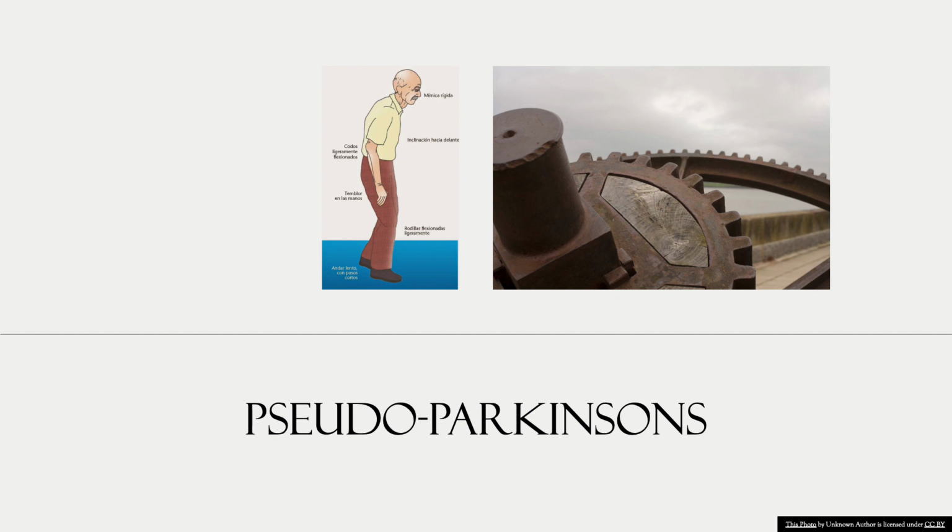Pseudoparkinsonism is the presence of symptoms of Parkinson's disease produced by D2 blockade. It includes a shuffling gait, motor slowing, mask-like facial expression, pill rolling, hand tremors, and muscle rigidity. Mask-like facial expressions are often confused with affective blunting or flattening.